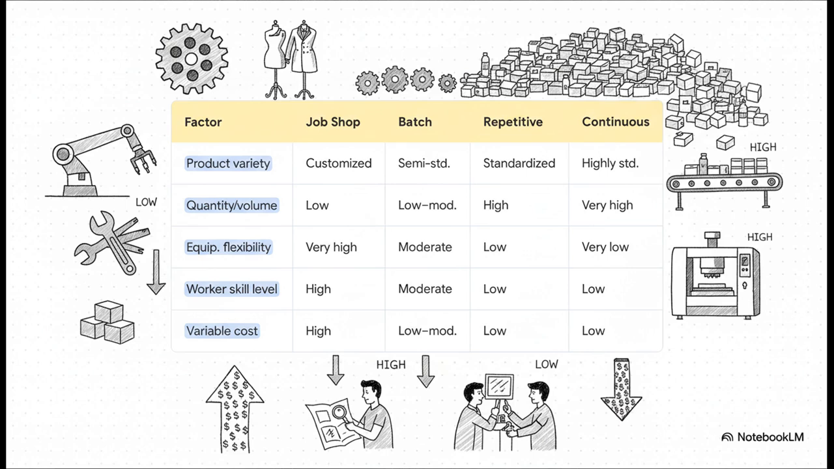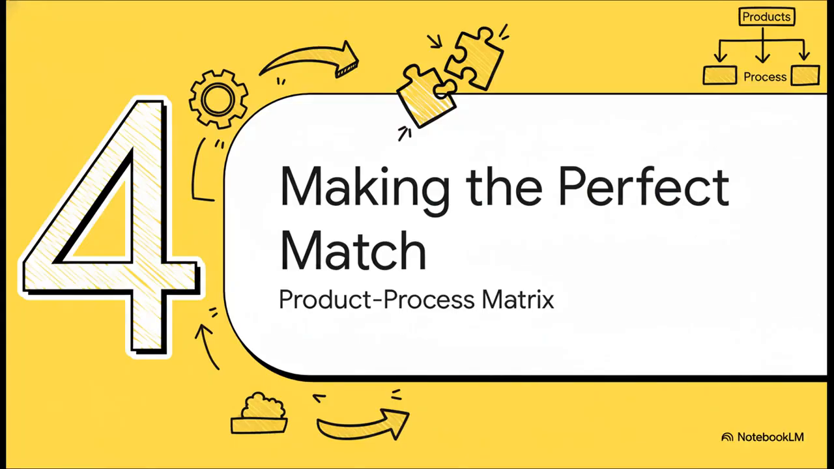And finally, that critical trade-off with cost. High variable costs for job shops, but super low variable costs for repetitive and continuous processes. So with all these options, how on earth does a company choose? And why does it matter so much? Well, it matters because the secret to being efficient and competitive is making the perfect match.